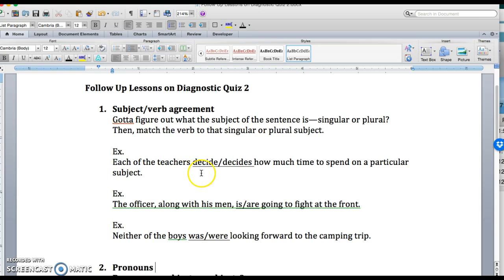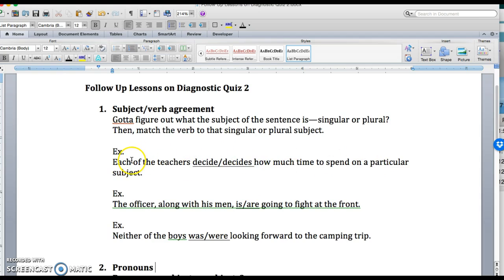Each of the teachers decide or decides how much time to spend on a particular subject. Since the subject of the sentence is each, that is a singular subject. It's not the teachers as a plural. The subject of the sentence, believe it or not, is each. So each of the teachers, each decides how much time to spend on a particular subject.